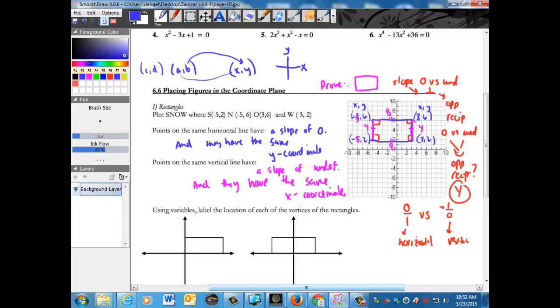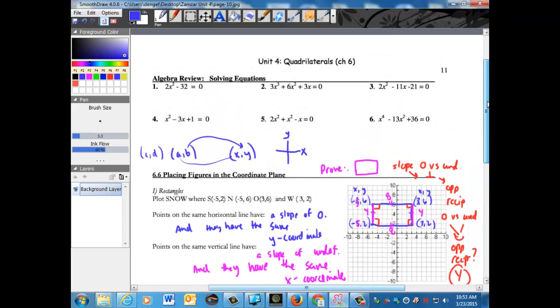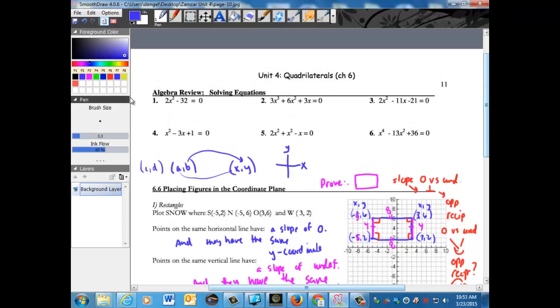And before we solve these problems, I should have solved the algebra review. So let's go back and solve this as well. These share a 2. I'm going to pull a 2 out. I get x squared minus 16 is equal to 0. And then x squared minus 16 would become x plus 4, x minus 4. We set each of these equal to 0. X equals 4, x equals negative 4. Those are my two answers.